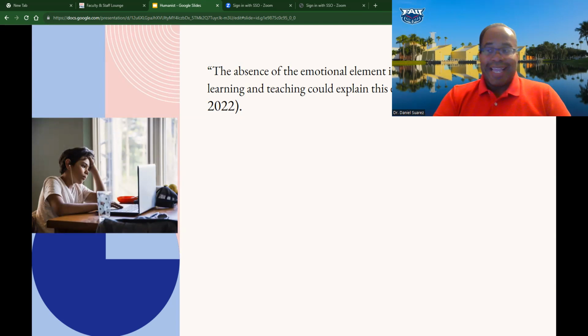If that's not the case, the absence of the emotional element in online learning causes issues. You see in this picture the issue that took place in March 2020, when we all went through COVID and everything was shut down and students were forced to go online. But a lot of these SEL techniques weren't put into place, and students suffered.